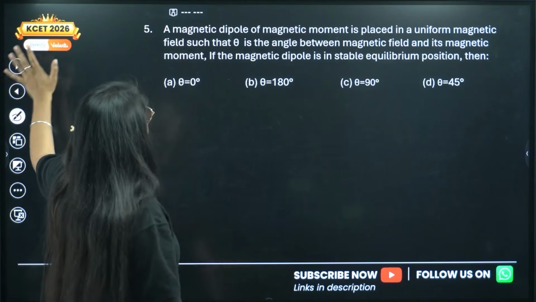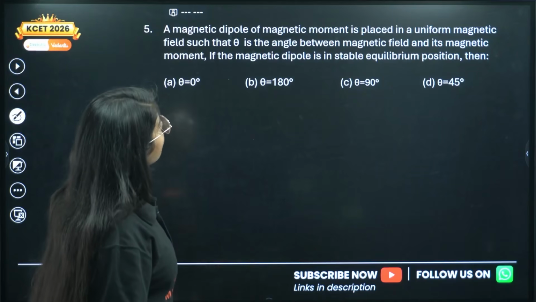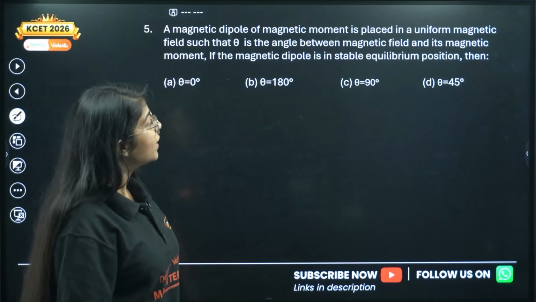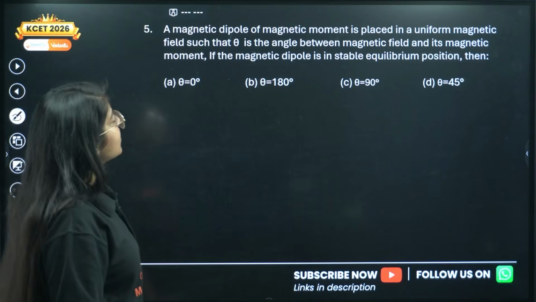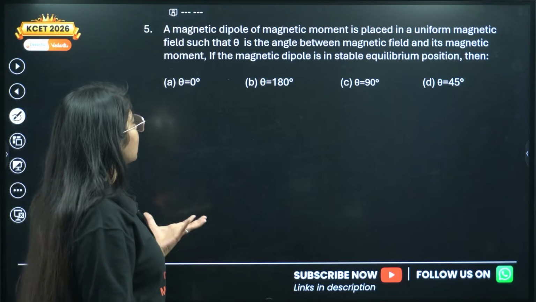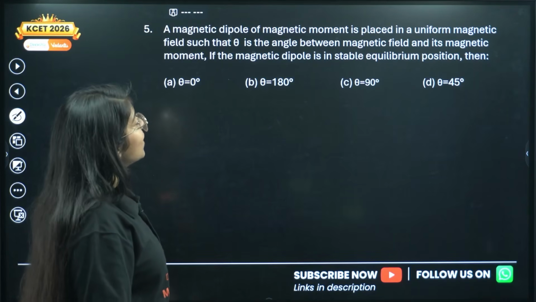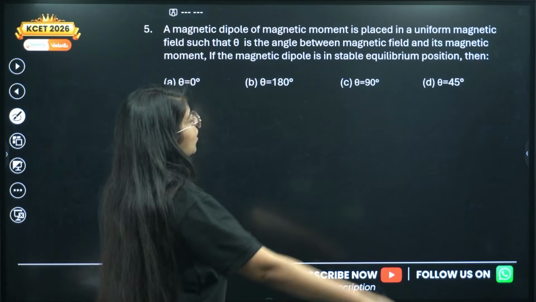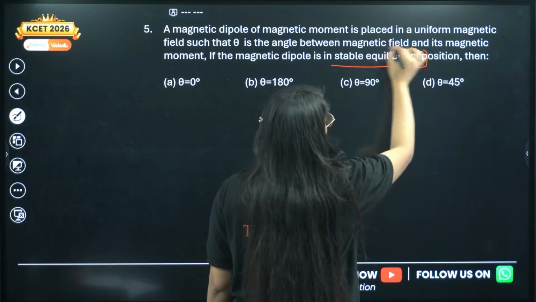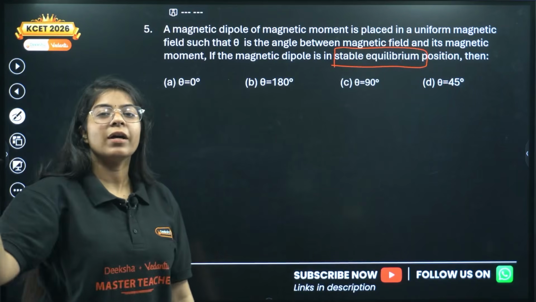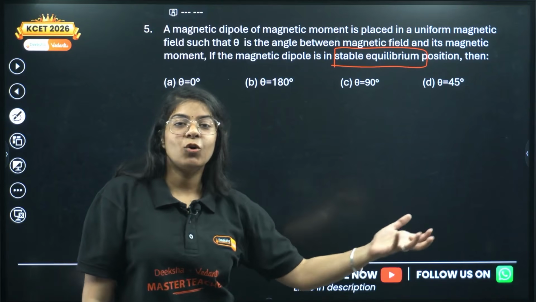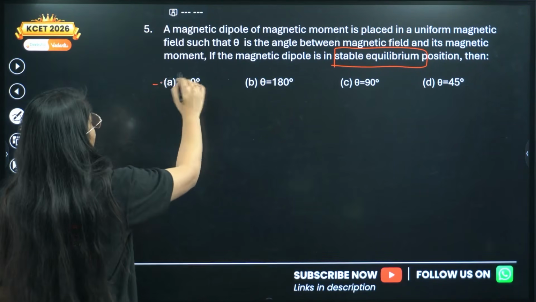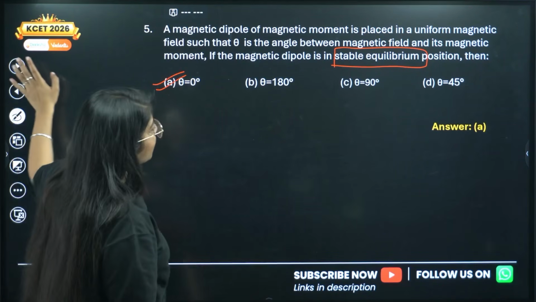Okay. Fifth question says, a magnetic dipole of magnetic moment is placed in a uniform magnetic field such that theta is the angle between magnetic field and its magnetic moment. If the magnetic dipole is in stable equilibrium position. So for stable equilibrium, we directly know, even without thinking, that theta will be 0 degrees, correct? So the correct option is 0 degrees for the 5th question.